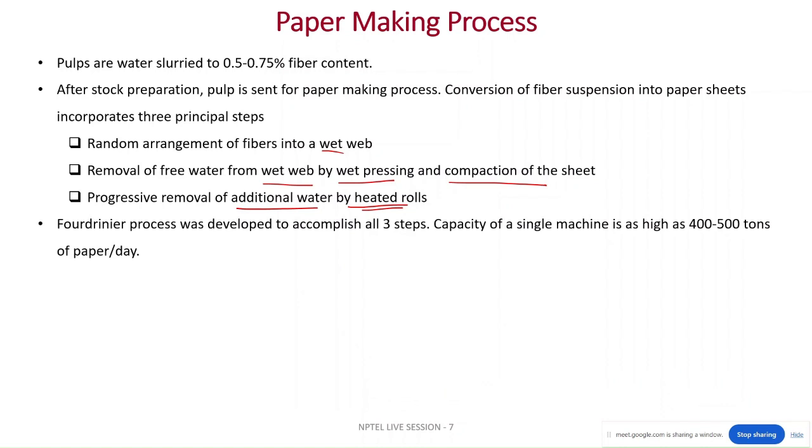Now, what kind of machine is used for paper making? That is the Fourdrinier process. Fourdrinier machine is used for paper making, and this process was developed to accomplish all of the three steps. Now the capacity of this one single machine is as high as 400 to 500 tons of paper per day it can produce.